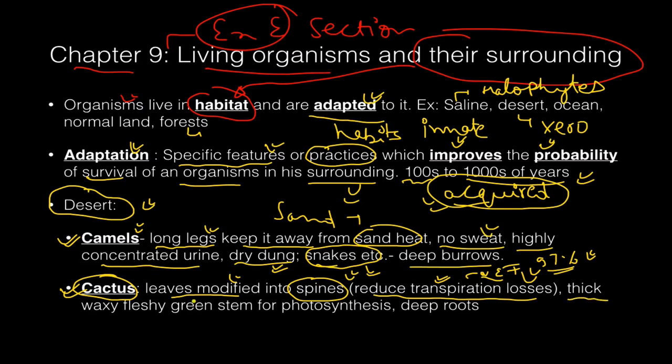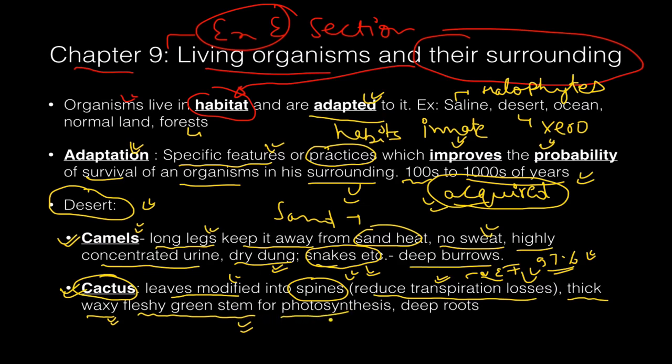Now the cactus also has a thick waxy covering over its leaves, and the stem is fleshy green. Since the stem has a thick waxy covering, evaporation losses are almost zero. Now since it's green, it means it has chlorophyll. It means it will produce food. That's how the plant will survive.